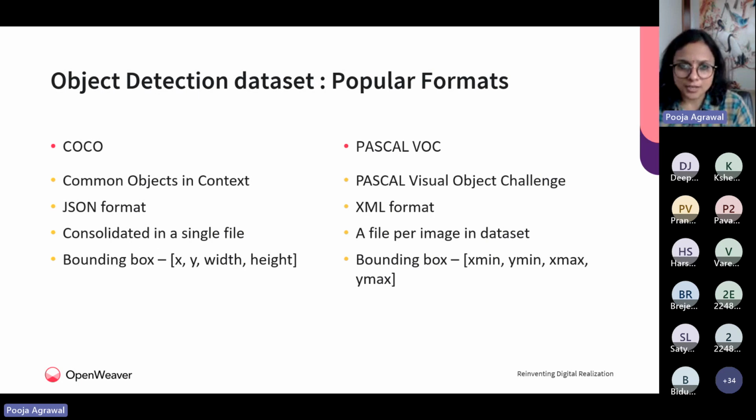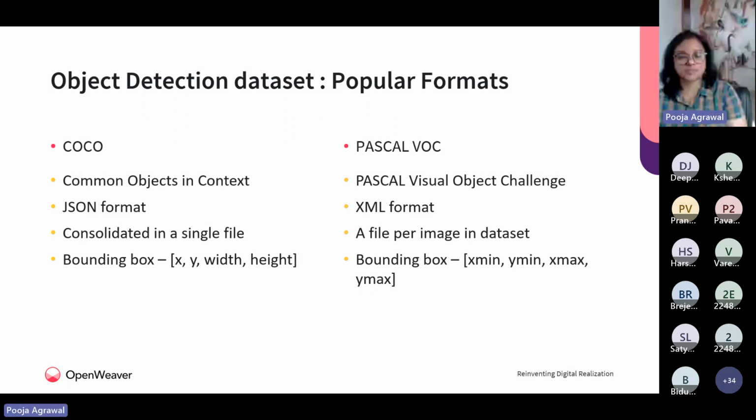There are some popular data sets and formats that are already available. One is COCO, which is Common Objects in Context, and the other is Pascal Visual Object Classes. These are the two types of data set that are available. One is in JSON format, another is in XML format. So what is the difference? When you have all the images consolidated in a single file, then you are saying that the model has been trained on a COCO data set.